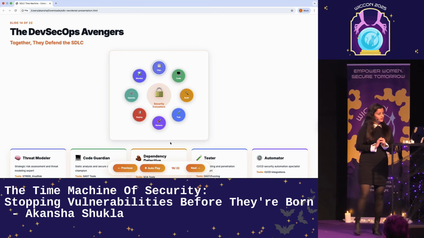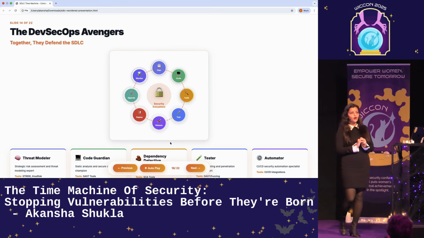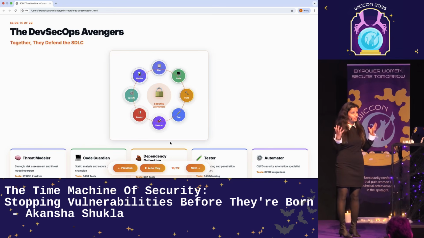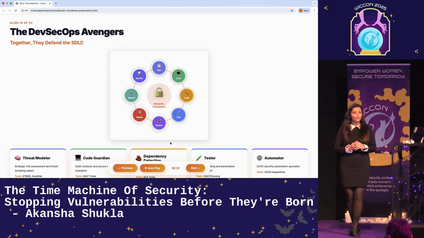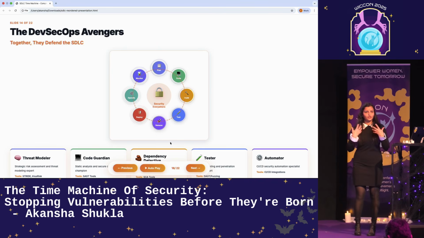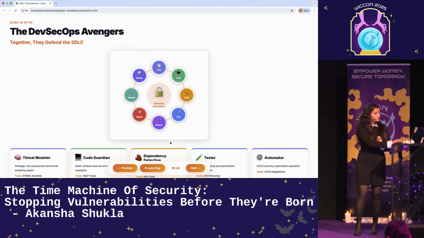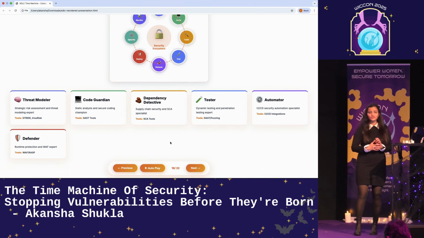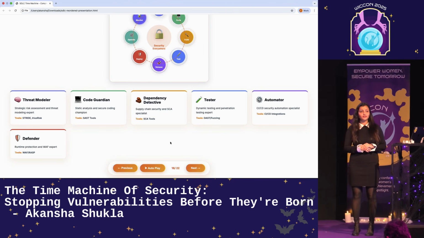Going forward, who is doing it? Who are the DevSecOps Avengers, or maybe the people who are making it happen? Everyone, I talk a lot about security, but who are the actual masterminds implementing it? That is the major thing which is happening. So just see the 6 major people I mentioned here. They are the DevSecOps Avengers who are actually doing the work in place, not just talking about it.